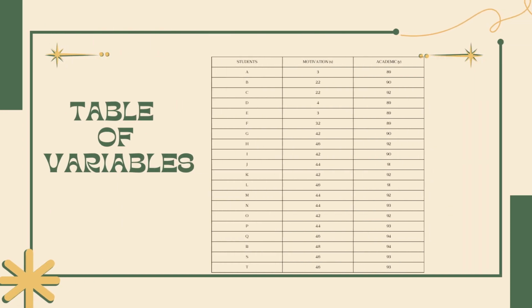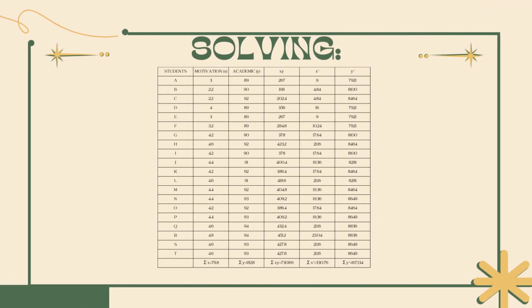For our table of variables, we have a total of 20 students, and we have X for our motivation and Y for our academic. For the solving of our table of variables, in order to get our answers, we would add or sum up all of the numbers inside of each column. For an example, our motivation, which is X, inside of the column, we will add all of the numbers and the result will be summation of X equals 79.8. Next is our Y, which is the academic, that will result in a summation of Y equals 4,828.